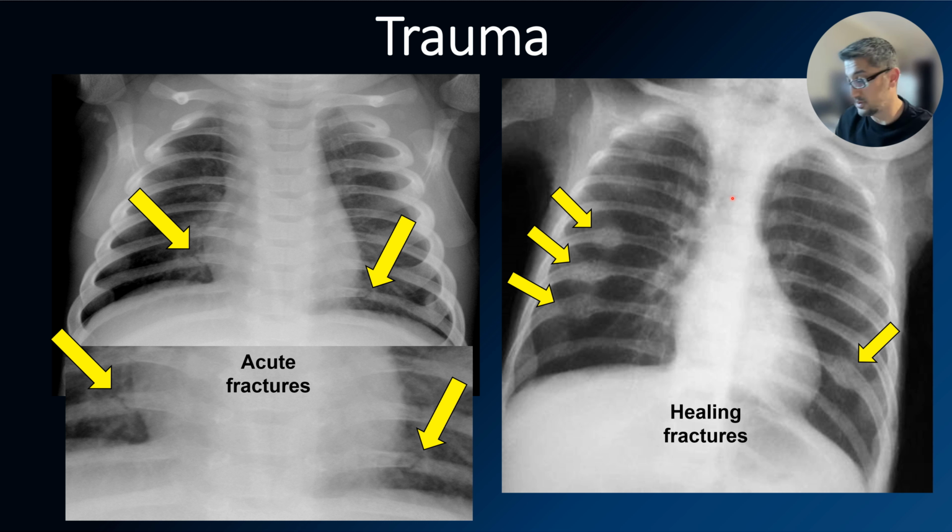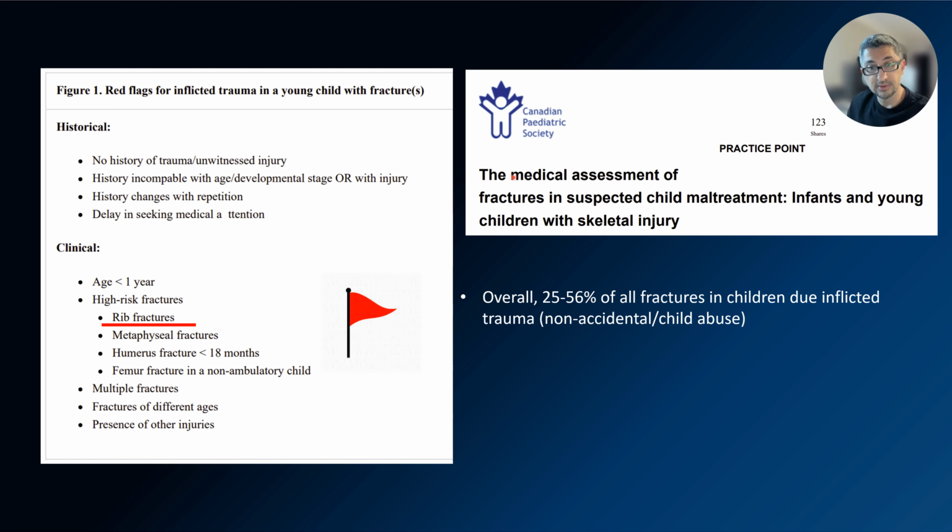suggestive of non-accidental injury. I would like to share the Canadian Pediatric Society practice point regarding the non-accidental injury. As you can see here, rib fractures are considered a red flag for non-accidental injury, and that's why whenever we see a rib fracture, we should alert the pediatrician for non-accidental injury. Overall, 25 to 56% of all fractures in children are due to inflicted trauma or non-accidental injury or child abuse.